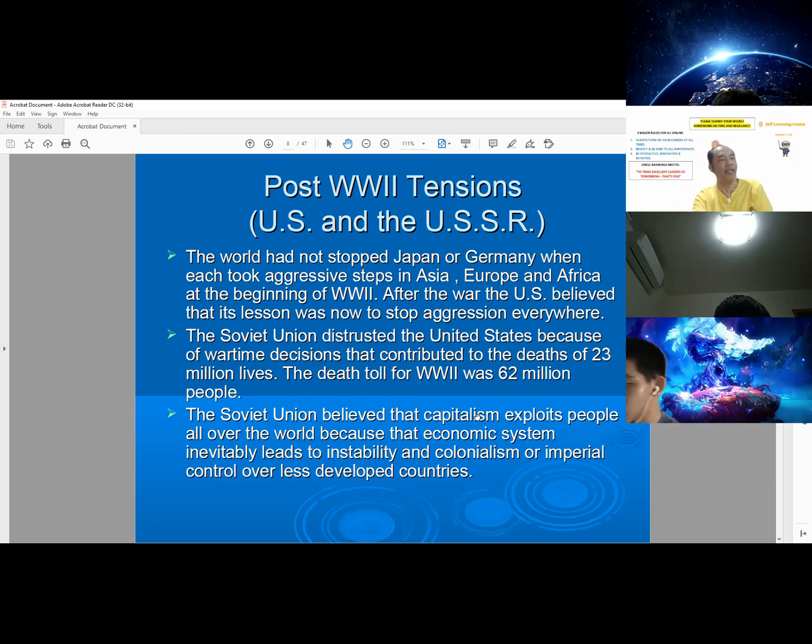So this one is a belief that capitalism will exploit people over the world. They believe capitalism, you see, the toll was 62 million people died. And this capitalism will never succeed in a communist country, because the communists have already brainwashed the people that capitalism will erode the trust of the people and take advantage of the lower class, which is true.